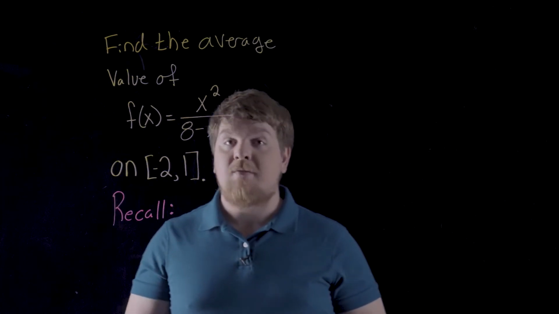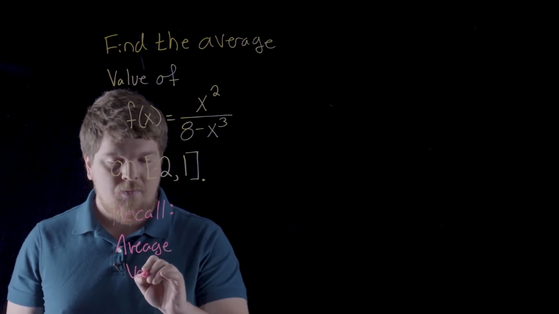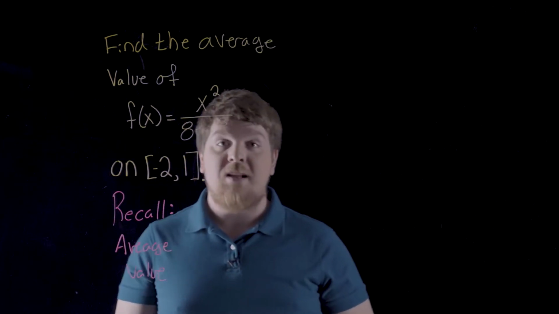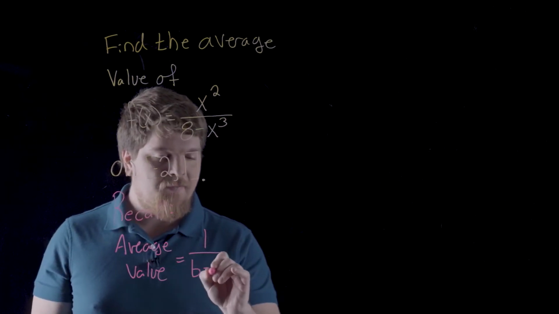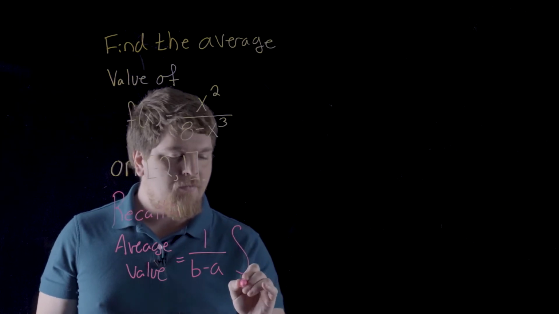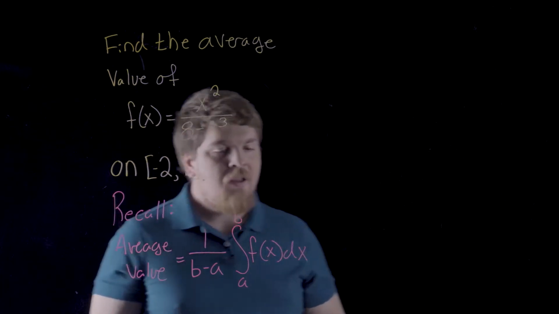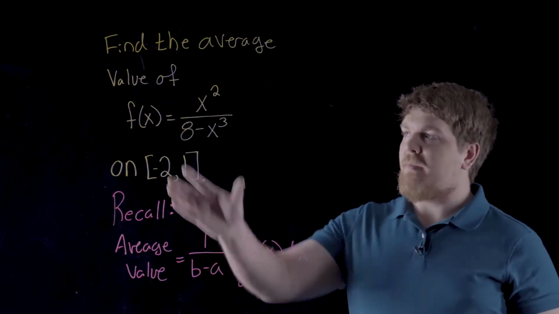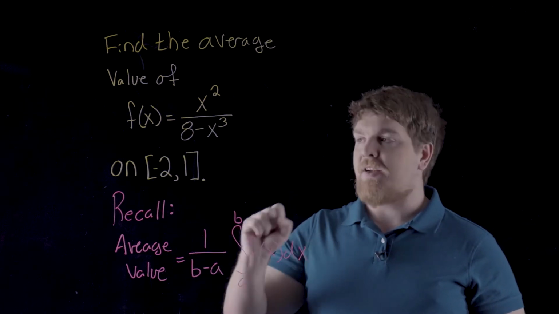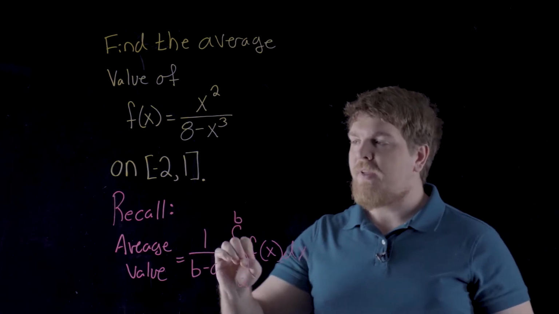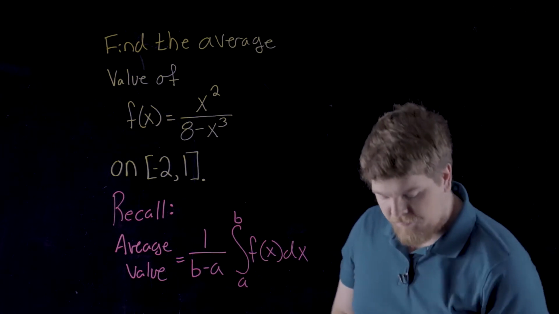So if we're given some arbitrary function f of x, the average value of the function f of x on the interval from a to b is equal to 1 divided by b minus a times the definite integral from a to b of the function f of x. So in this case, our function is given by x squared divided by 8 minus x cubed. A is going to be our lower limit of integration, or the lower limit of the interval, which is -2, and b is going to be the upper limit of the interval, which in this case is going to be 1.